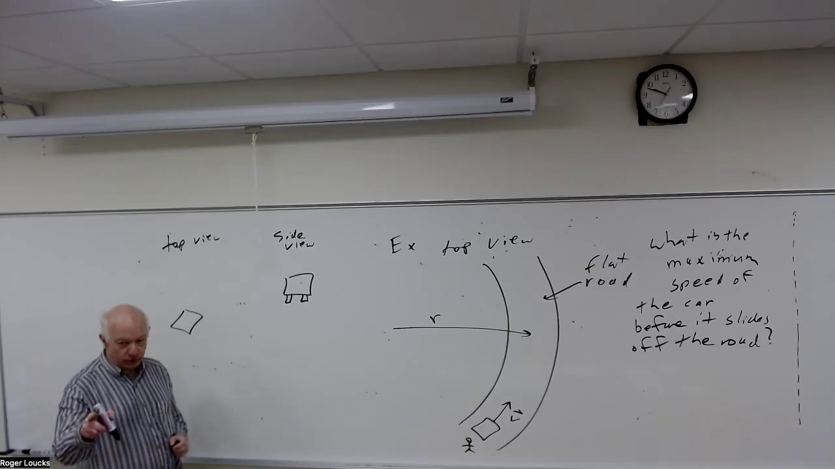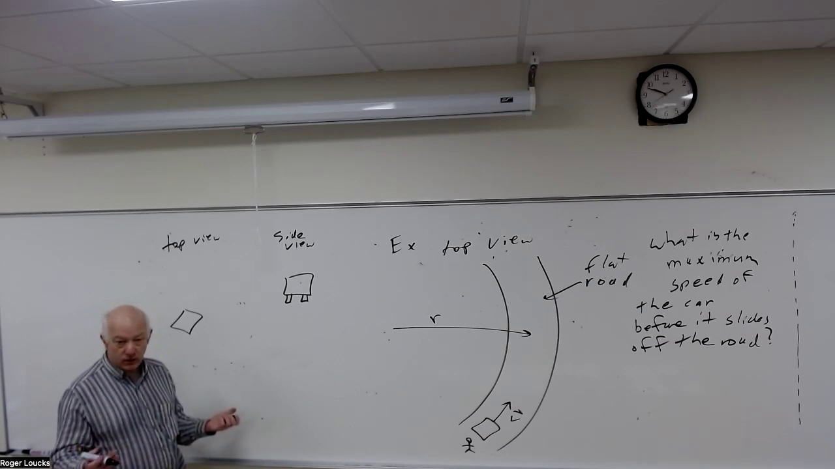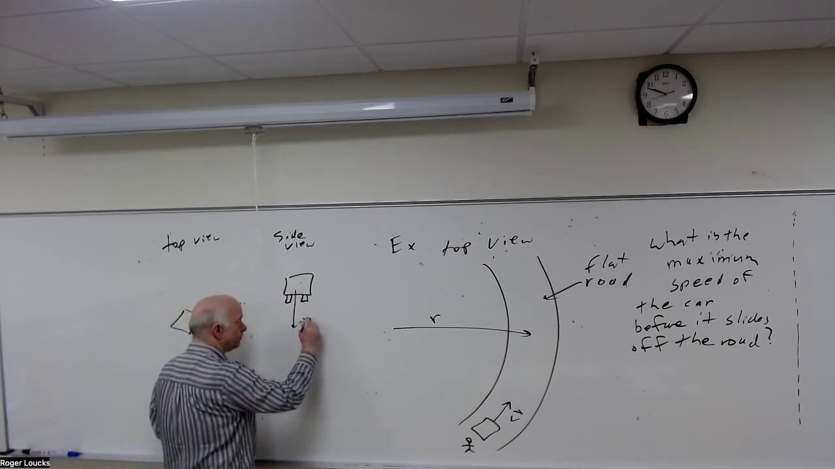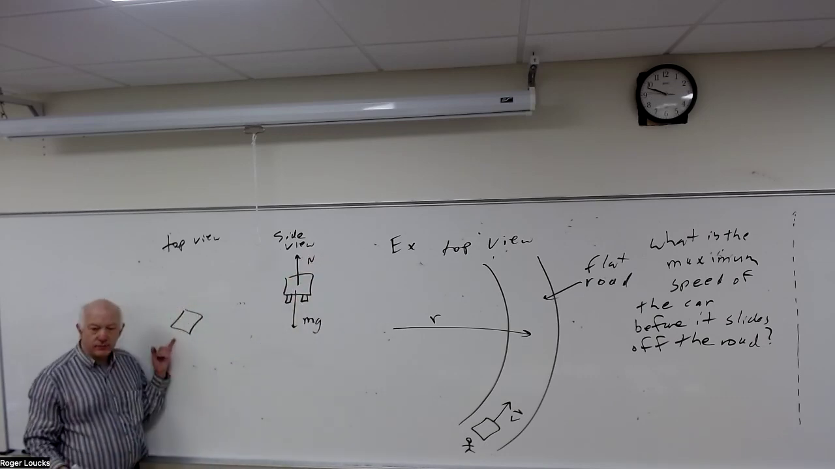Okay, let's start with the easy one, then we're going to go with what you said, and you said it correctly. Go with the obvious ones. The mg going down, and then the normal. Okay, if I had to put those over here, where would they be?